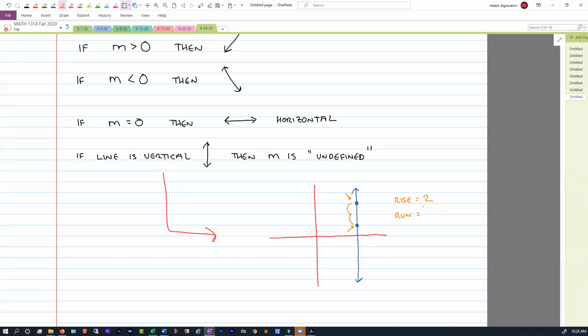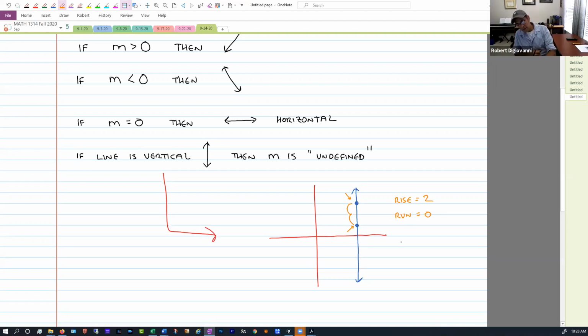0. 0, okay. And by definition, slope is rise divided by run. And so that would be 2 divided by 0. And what's wrong with that is we're not allowed to divide by 0, right? Division by 0 is undefined. And that's why we say that the slope of a vertical line is undefined. It's because there's no way to define something where the run is 0. All you need to remember is that vertical lines have undefined slopes.